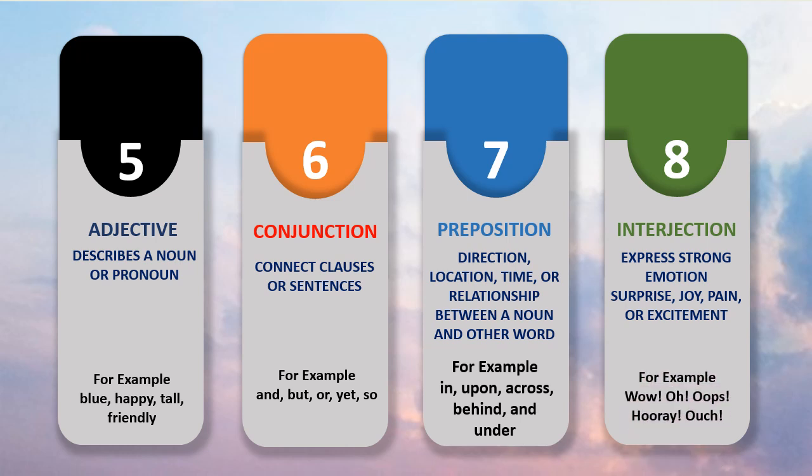Examples: Wow! This place looks amazing. Oh! I didn't see you there. Oops! I dropped my phone. Interjections add emotion to sentences but are not grammatically connected to other words in the sentence.